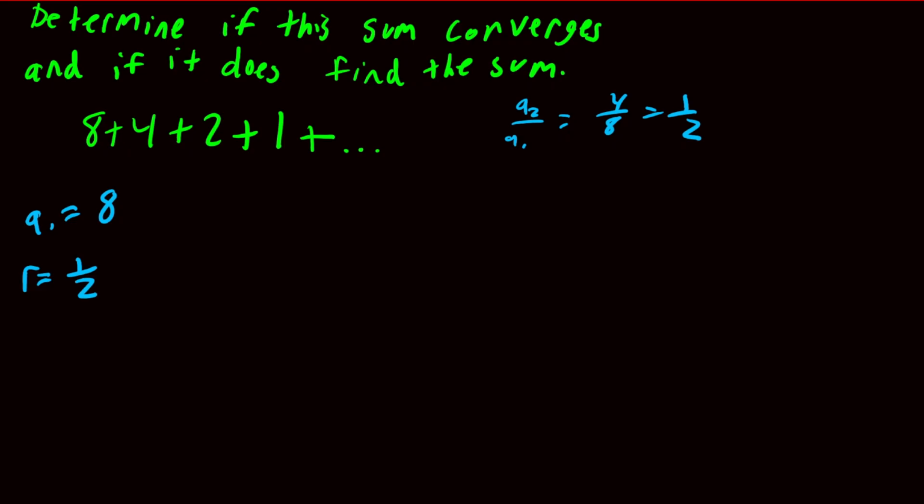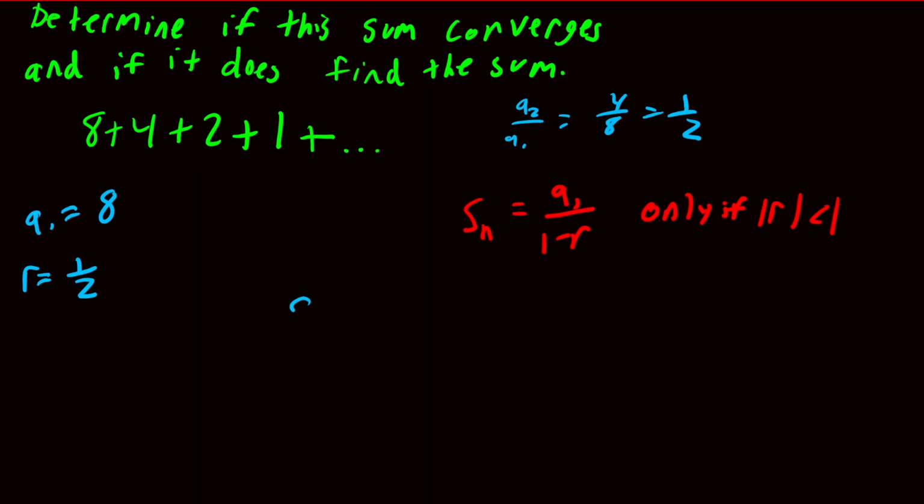So if you guys remember, the infinite geometric series was a1 over 1 minus r, only if the absolute value of r is less than 1. Okay, so now you guys can see obviously 1/2 is less than 1, so we can use our infinite geometric series. So all we have to do is just plug in now.